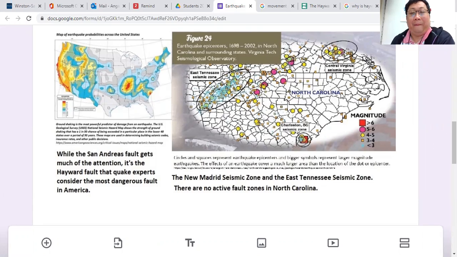Remember that right now we don't have active tectonic plate movements in North Carolina, but this is not always the case. Always remember that Earth's crust is continuously changing because of the convection currents happening in the mantle.